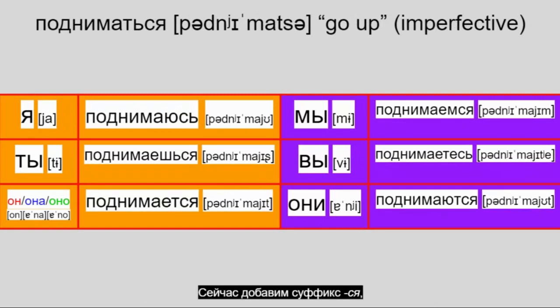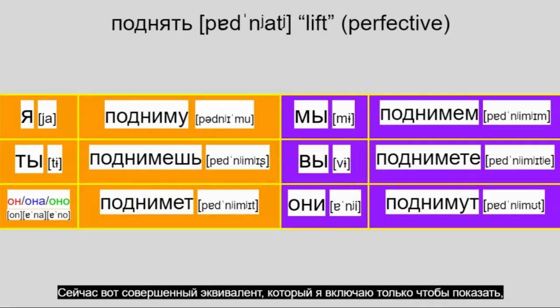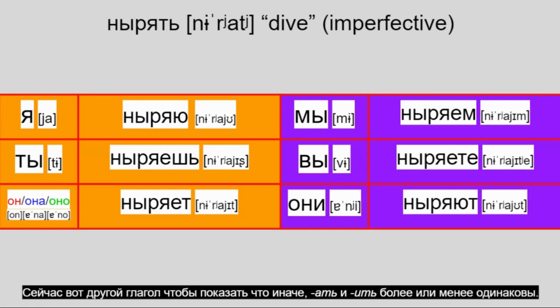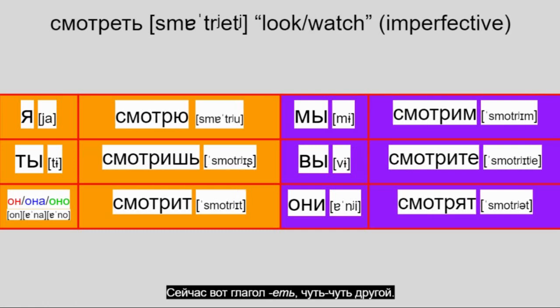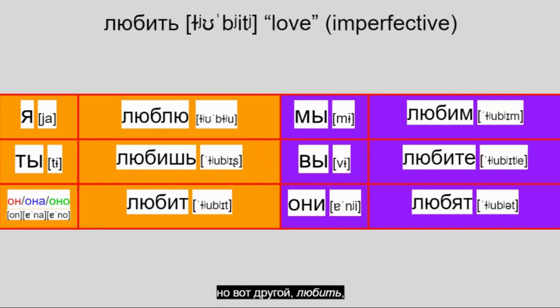Now I'll add the sya suffix and notice how it changes when the word it's on ends with a vowel. Now here's the perfective counterpart, which I'm just putting in to show that this particular root, nyat, can behave very weirdly. Now here's a different verb to show that otherwise at and yat are more or less the same. Now here's the et verb, slightly different. Now for an it verb, which is not much different from the et verb, but now here's a different one, lyubit, which has an extra letter at the end of the root.